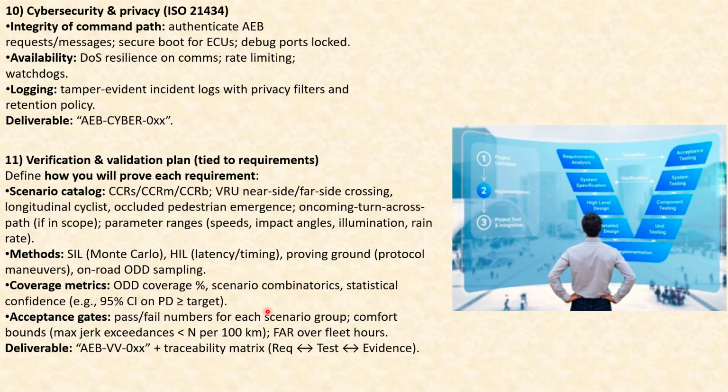Coming to the acceptance gates, what are the various acceptance gates? Pass/fail numbers for each scenario group, comfort bounds such as whether the max jerk exceeds a limit, less than a certain Newton per 100 kilometers, or the frequency of actuation rate over the fleet hours. All these things have to be taken care of. The last step, acceptance gates, is extremely important. Identifying the pass/fail numbers is extremely important. So finally, the deliverable is the traceability matrix: whether the requirement can be tested, and if it is tested, is it passing the test, and the evidence that it has passed the test.